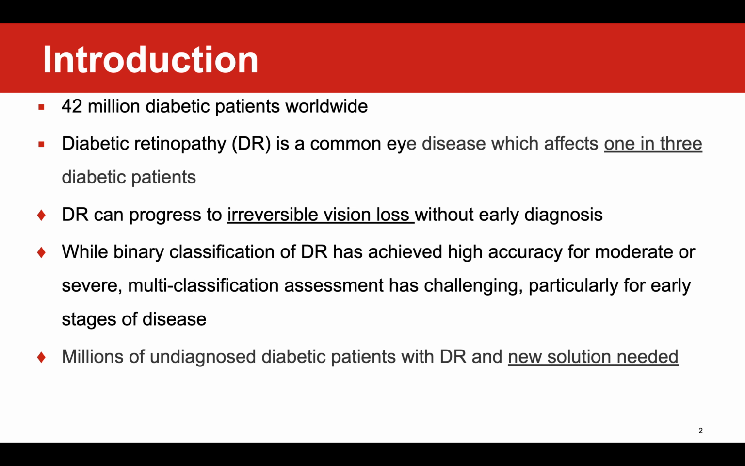And in response to that, there has been success with manual screening methods, but they are all time, labor, and cost inefficient. Deep learning has found success in the field of DR, but only in binary classification. While binary classification of DR has achieved high accuracy for moderate or severe cases, multi-classification assessment for DR has been extremely challenging, particularly for early stages, especially the mild stages of DR. To give you a gauge, the current accuracy for mild cases is about 10%. And thus, there are millions of undiagnosed diabetic patients with DR, and a new solution is needed.